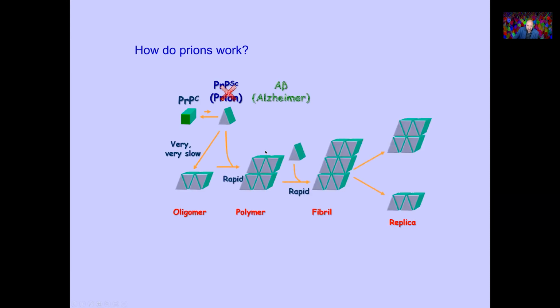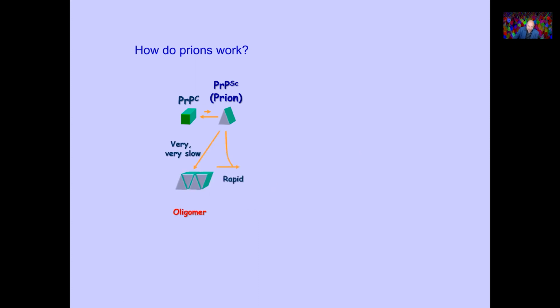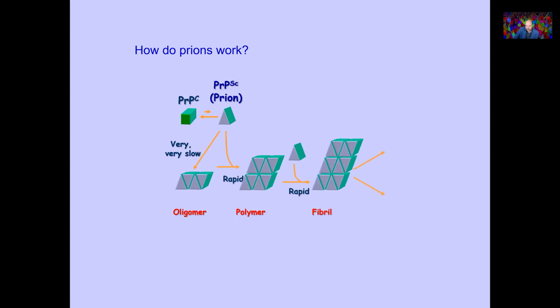But there is one thing that I really want to tell you. So this is how we think that prions work. You have the oligomers, and then the oligomers get longer, you have the fibril, and the fibril breaks, and then now you have prion replication. Now, the thing is that this phenomenon is not exclusively limited to prions.